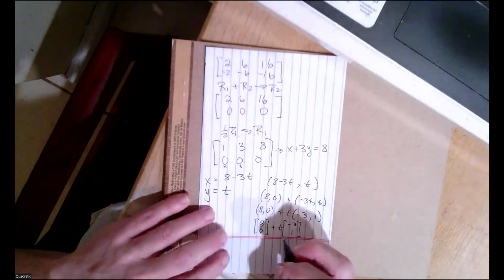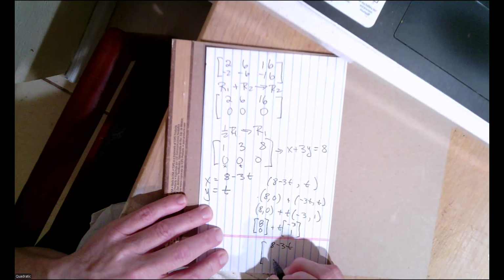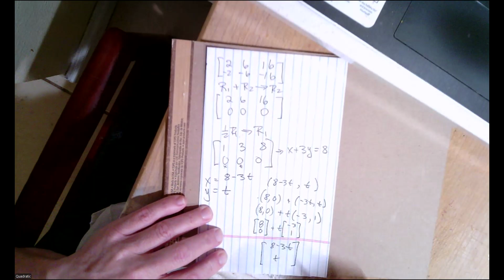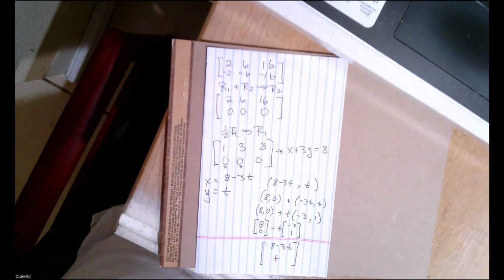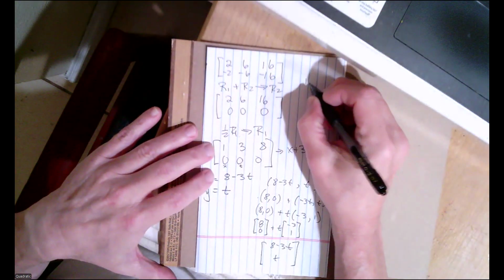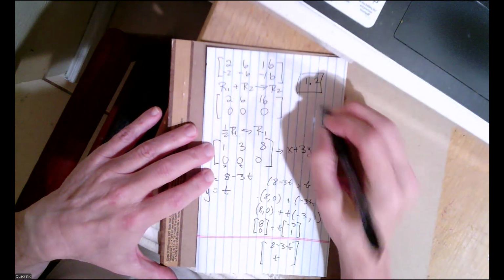I could have written it this way also. I could have written 8 minus 3t, and then t. There's this, and this, and just all different ways of expressing the solution set. Nothing, no actual method. I forgot to write it: this is 1.2, and this was number 26.